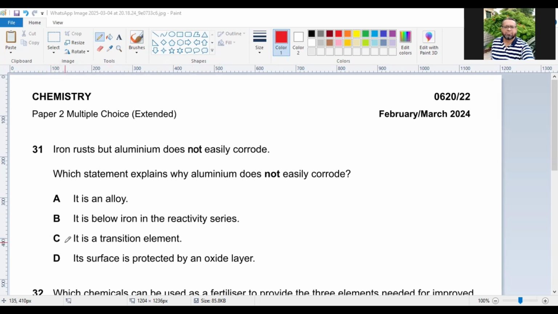C, it is a transition element. First of all, aluminum is not a transition element. And secondly, being a transition element doesn't mean that it cannot be corroded, because iron itself is a transition metal, but it can be corroded. D, its surface is protected by an oxide layer. Yes, it is the correct one.